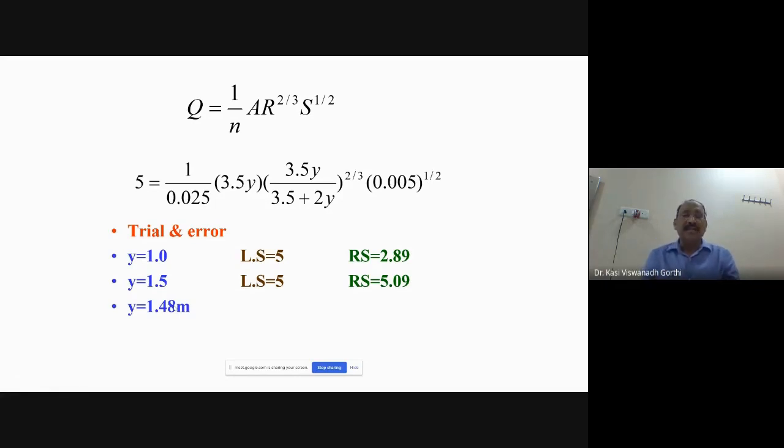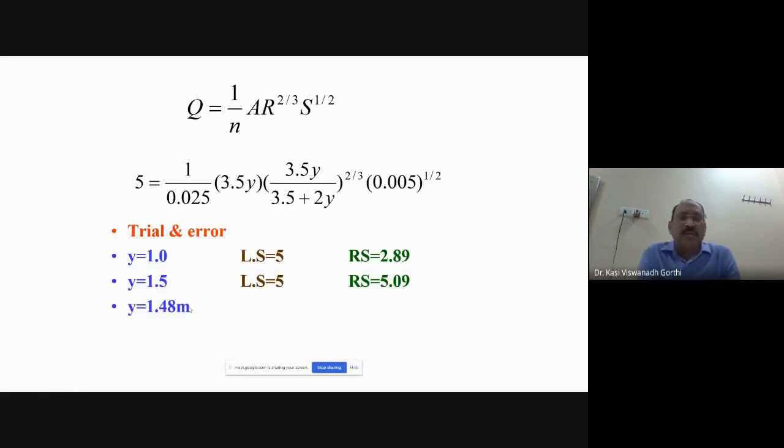Point number 1. In this trial and error procedure, you may not get exactly equal values for the left hand side and right hand side. If you start attempting to make the exact value on the left hand side 5.0 and the right hand side also 5.0, probably you need to keep more number of tries, which is not required. At the end, what will happen? The depth of flow 1.48 meters would be measured.